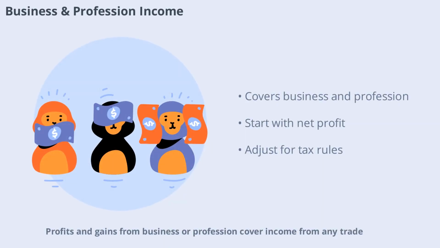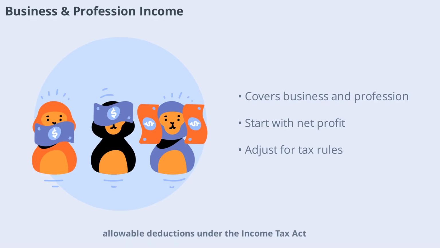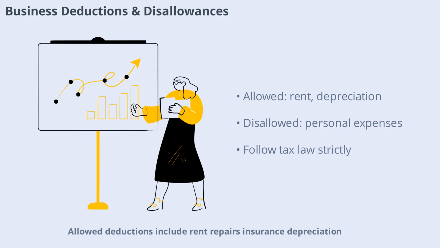Profits and gains from business or profession cover income from any trade, commerce, manufacture, or skilled profession. The computation starts with net profit as per the profit and loss account, then adjusts for disallowed expenses and allowable deductions under the Income Tax Act. This ensures only the correct taxable profit is considered. Allowed deductions include rent, repairs, insurance, depreciation, and scientific research expenses. Disallowed items include personal expenses, excessive cash payments, and certain statutory payments made after the due date. Understanding what can and cannot be claimed is crucial for accurate tax computation.